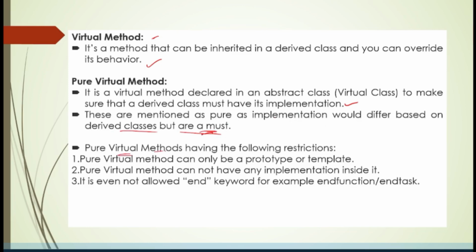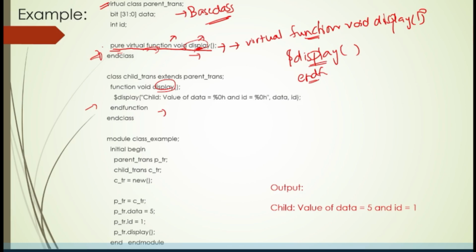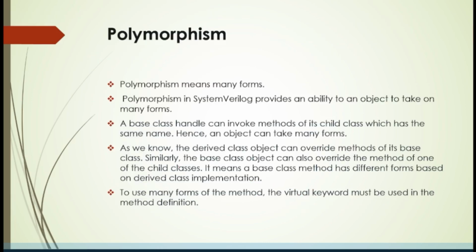So pure virtual functions have some restrictions. What are those? As we have discussed before, a pure virtual function can only be a prototype or template. That means it is just for show, in order to show that I have created some method within my base class. It is just a prototype for the pure virtual function. A pure virtual function cannot have any implementation. You should remember it, because in many interviews they will give you a pure virtual function and put a $display in it. But that is not allowed. If I am using it as a pure virtual function, it shouldn't contain any body.